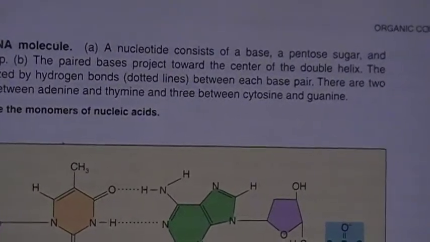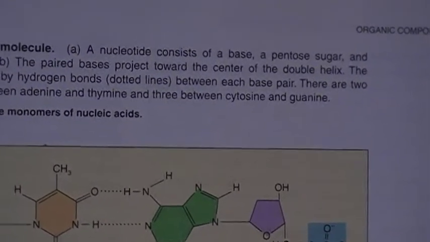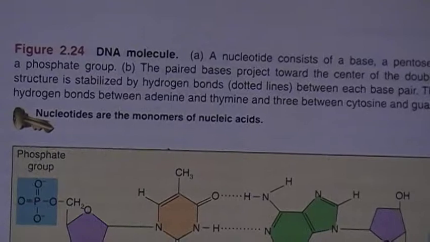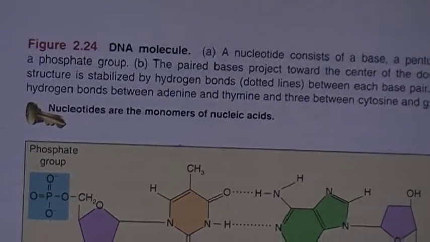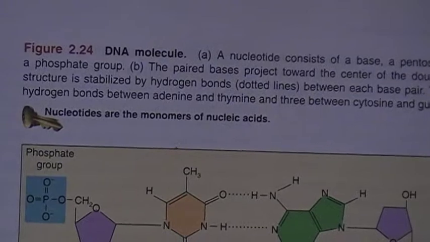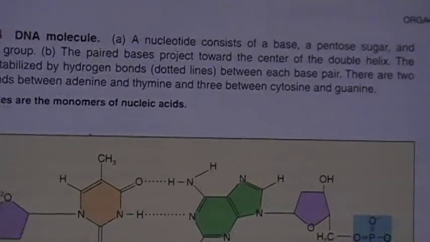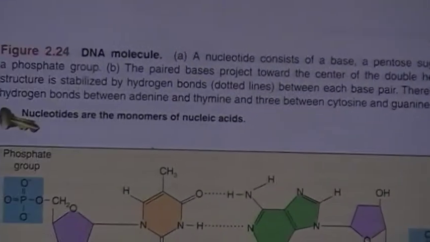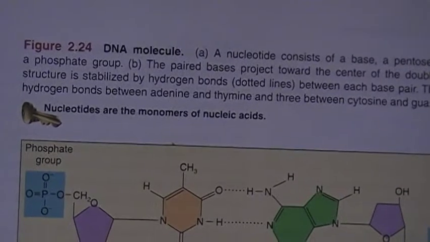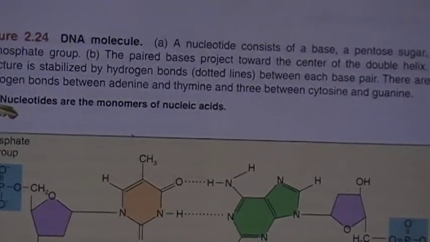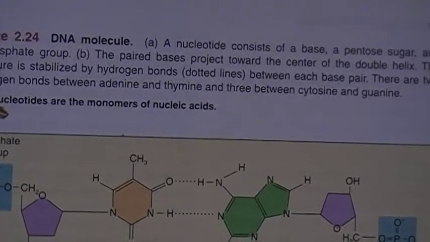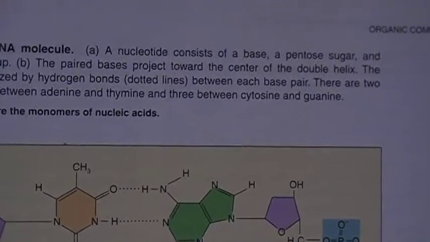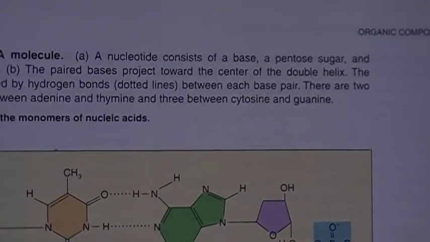The paired bases project towards the center of the double helix. The structure is stabilized by hydrogen bonds, which are dotted lines between each base pair. There are 2 hydrogen bonds between adenine and thymine, and 3 between cytosine and guanine.